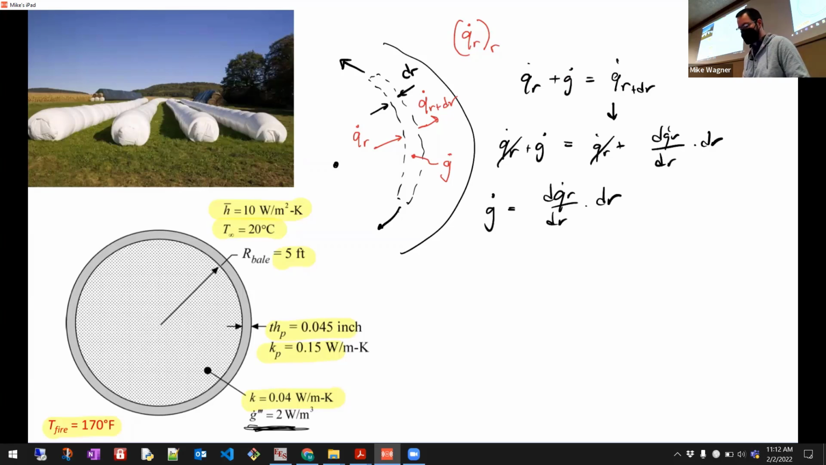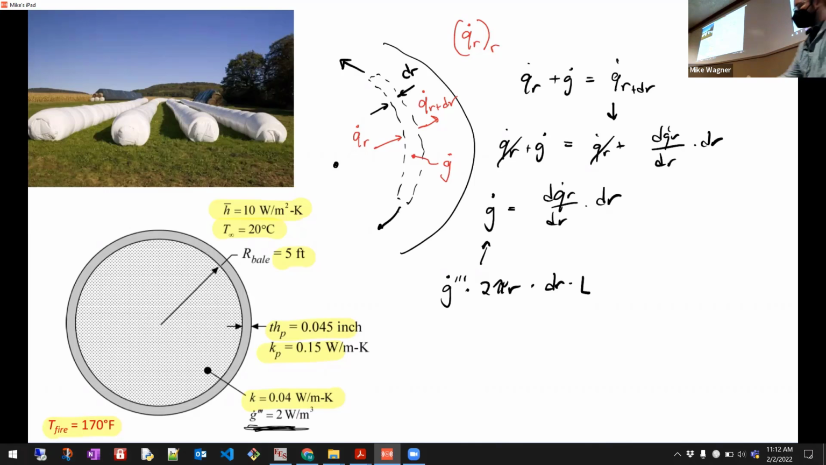Okay, so let's come up with some expressions here. What is G dot for this problem? G dot is going to be our volumetric generation rate, G dot triple prime, times the volume. So what's the volume of my little differential control volume? Well, what's the shell's length? That's 2 pi times r, times the shell's thickness, dr, times how long this thing is. Are we given it? We'll call it L.